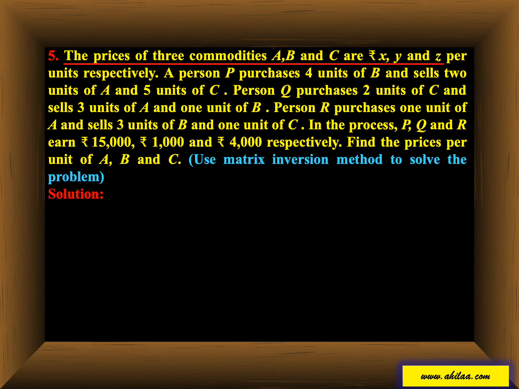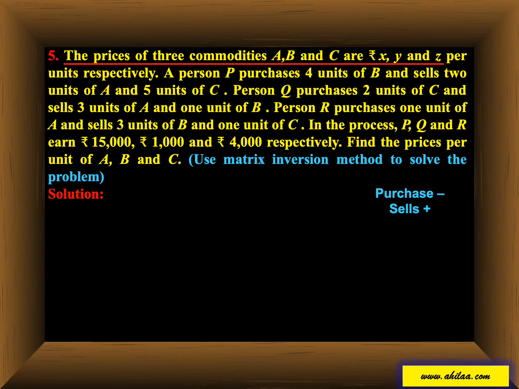Here they have mentioned the variables in the question itself, that is the prices of the commodities A, B and C are considered as the variables x, y, z per unit. Okay. So here the earnings of P, Q, R are expressed. So when we purchase we lose money, no? When we sell we gain money. So in that sense we consider purchase as the negative value, sells as positive value.